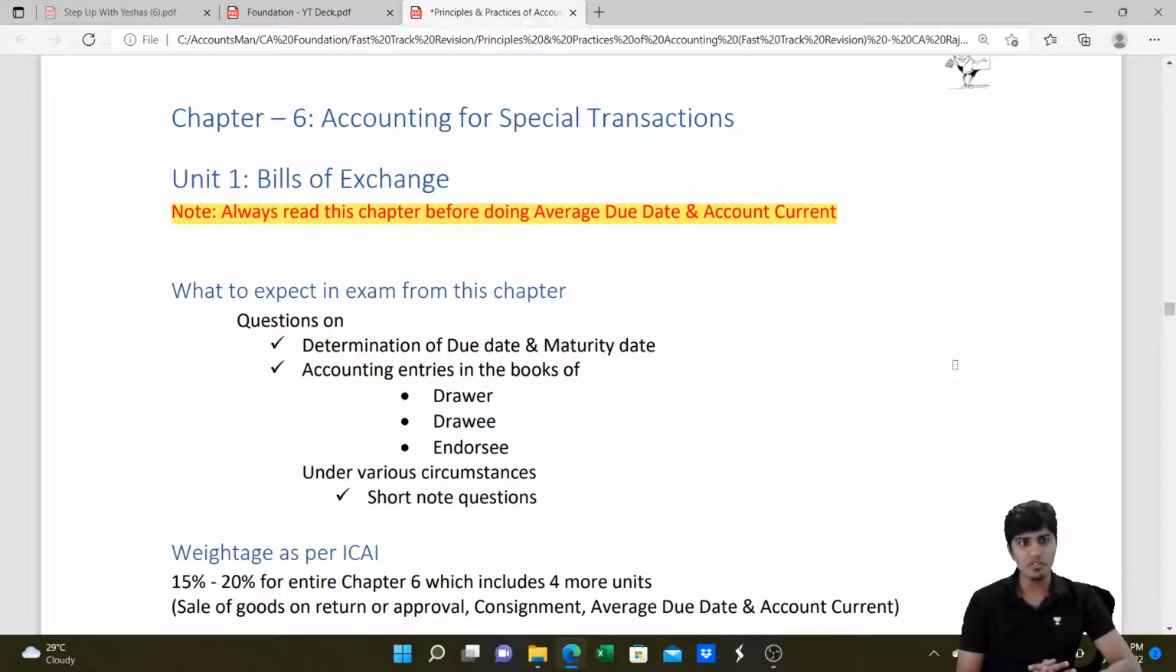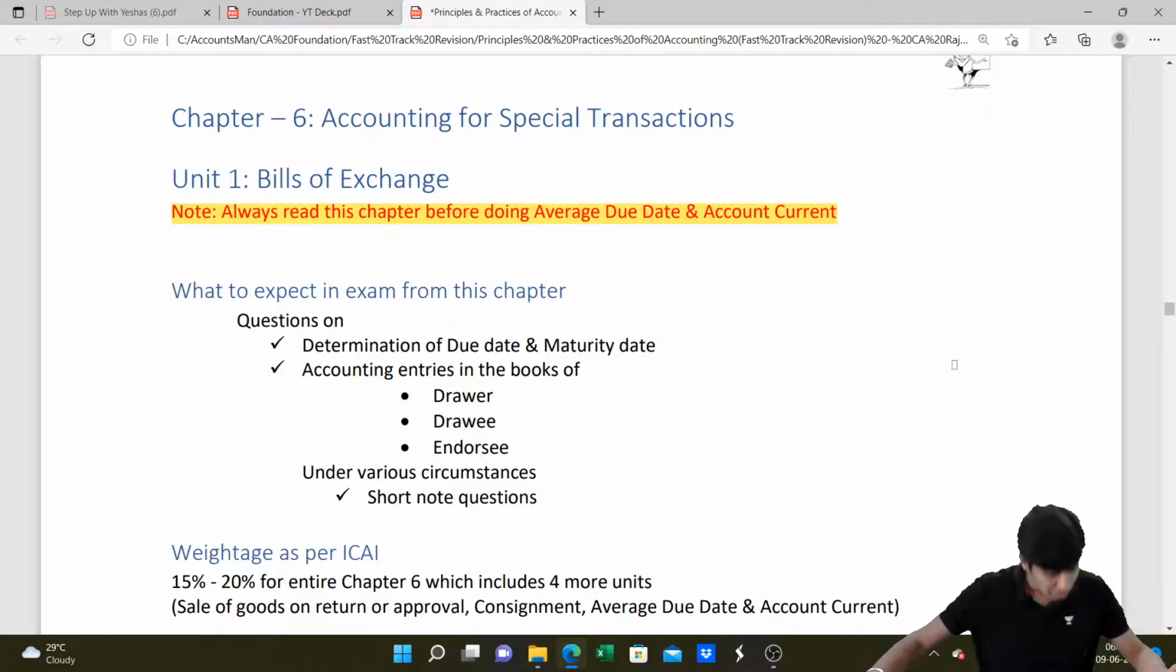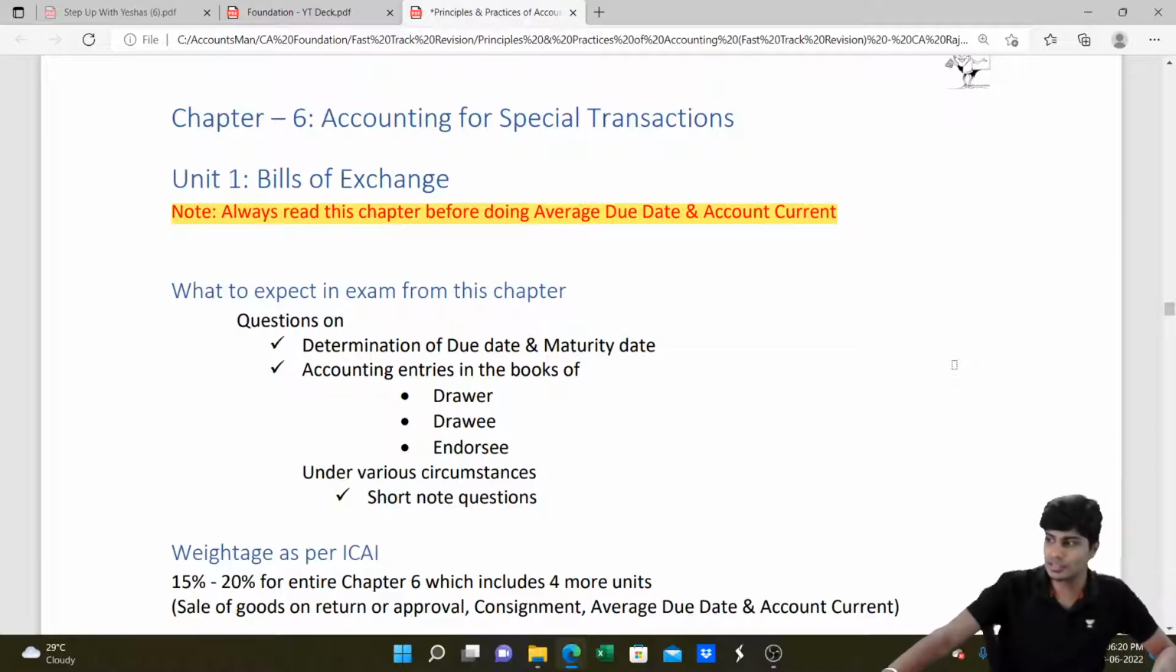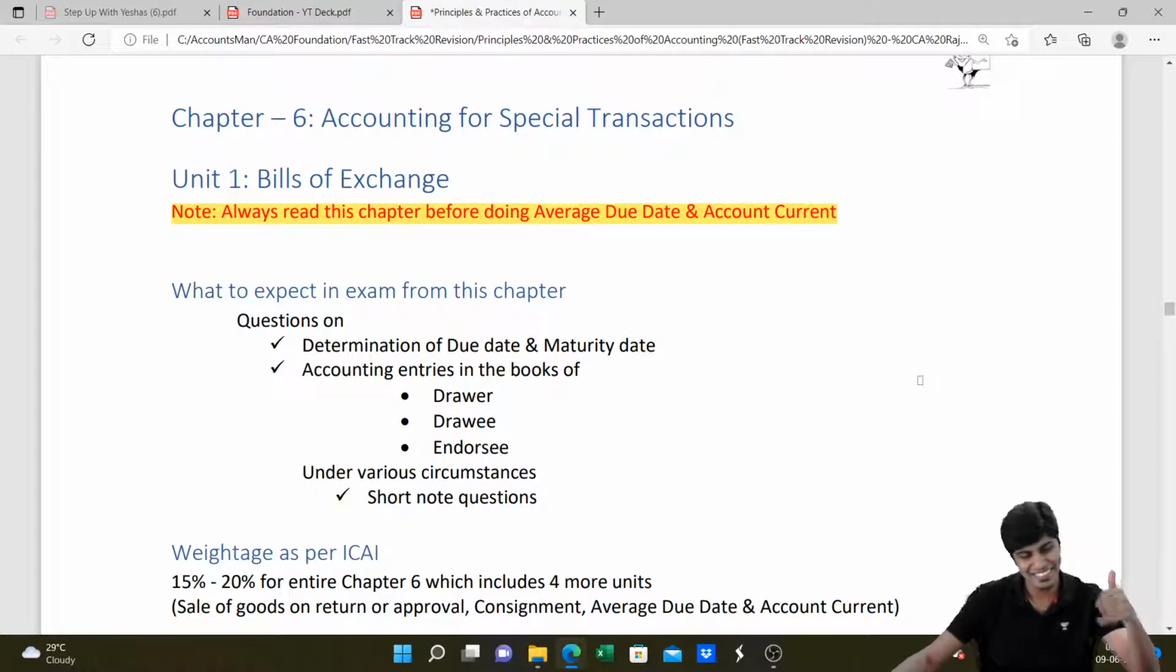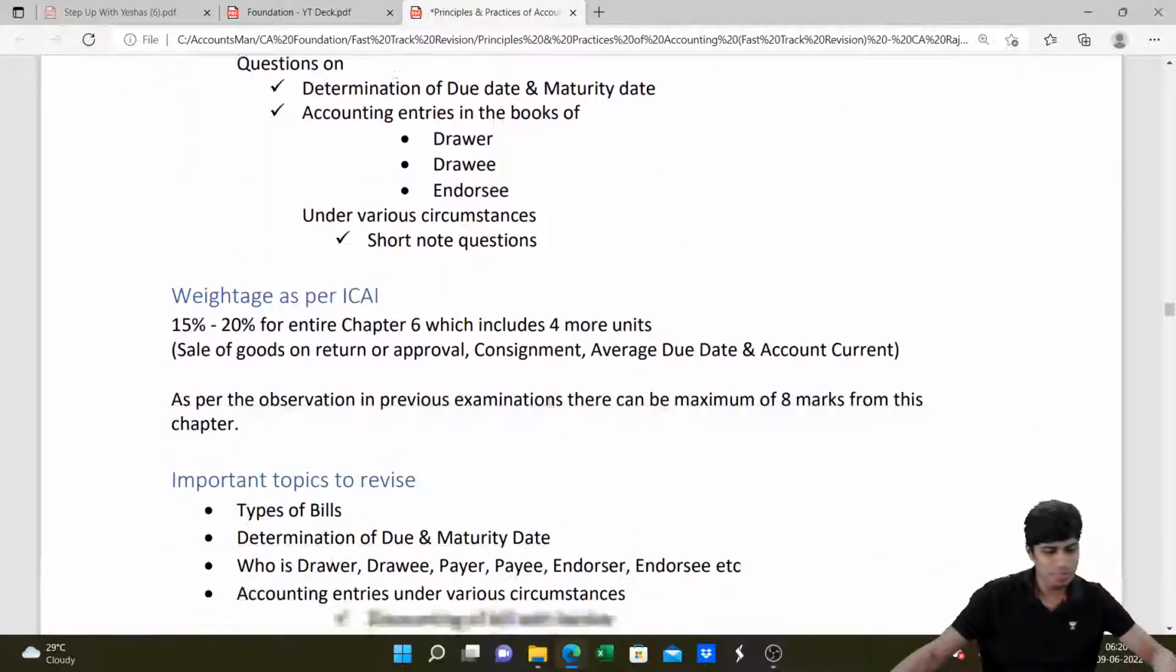So if you don't do bills of exchange, you do average due date and then come here, isn't it like you are doing a little bit of bills of exchange there? So instead, do bills of exchange formally, understand everything in detail, then do average due date and account current. So my very important requirement that I am sharing with all of you in your exam preparation is, please do finish the topic of bills of exchange first and then do average due date and account current. Got it? Yes. So let's get started.